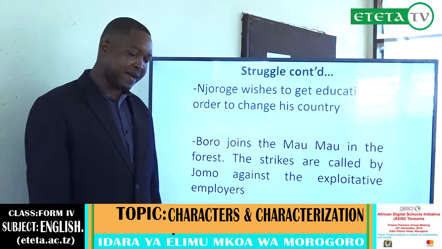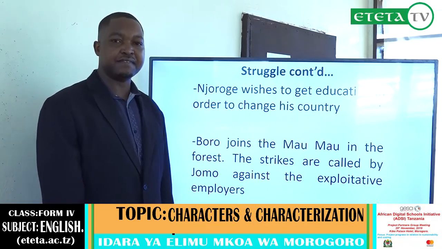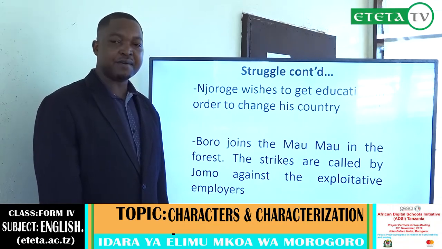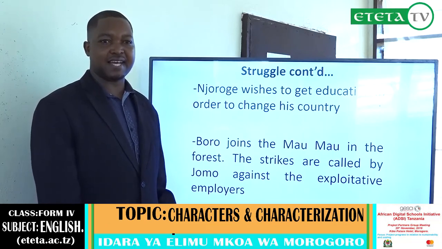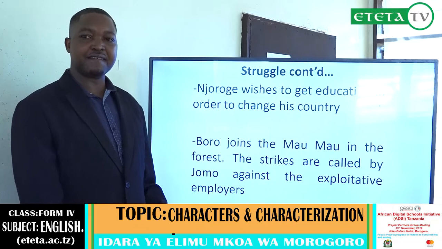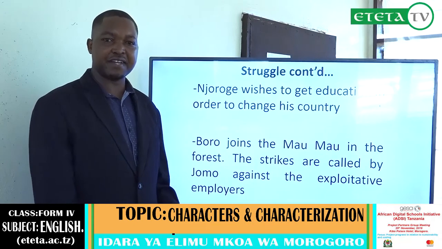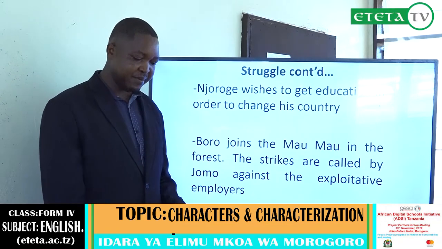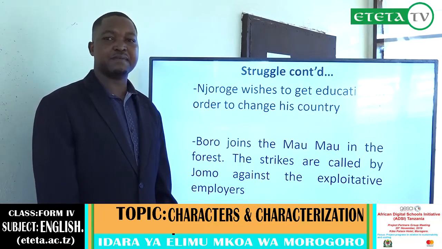Boro joins the Mau Mau in the forest. The strike was supported by Jomo against the exploitative employers. So the demonstrations and the strikes which were conducted aimed to get rid of the colonial government. They didn't want the white settlers to own the land. They didn't want the Africans to live as if they are not in their motherland, as if they are not in their own country. So they wanted freedom. They wanted to be free. They wanted to have their land back. They didn't want to be oppressed. They didn't want to be humiliated by the white people. So Boro joined the Mau Mau in the forest in order to fight for change.